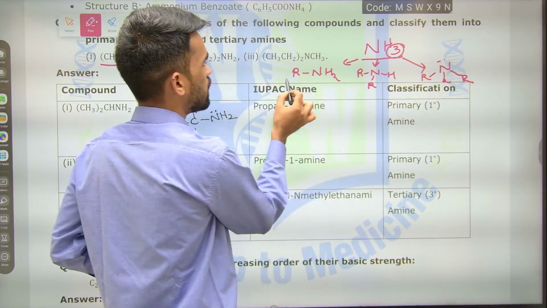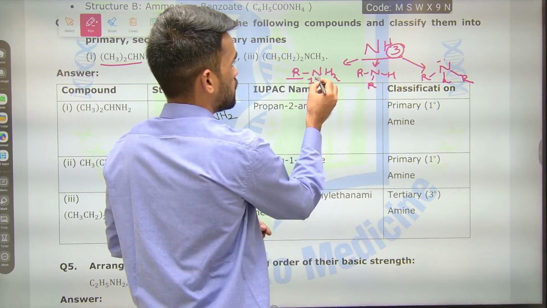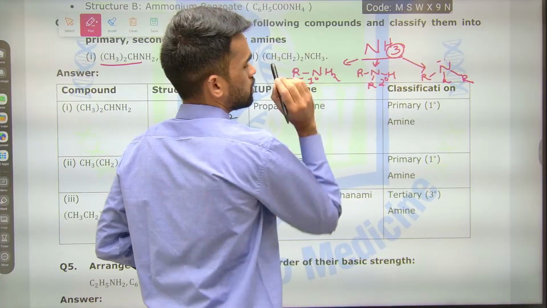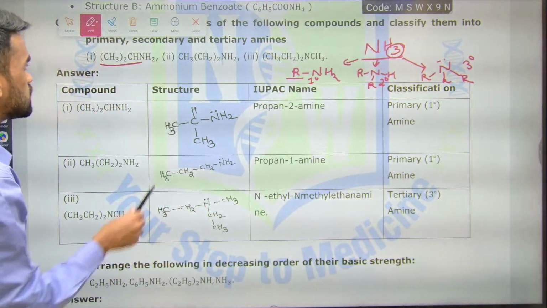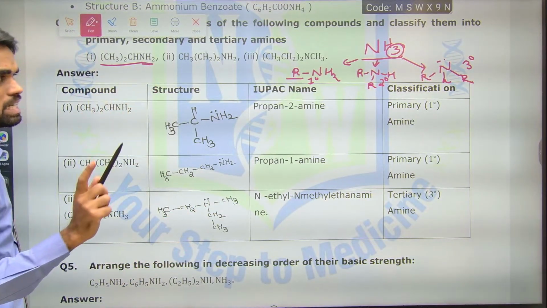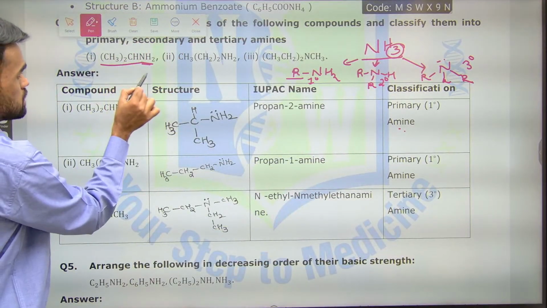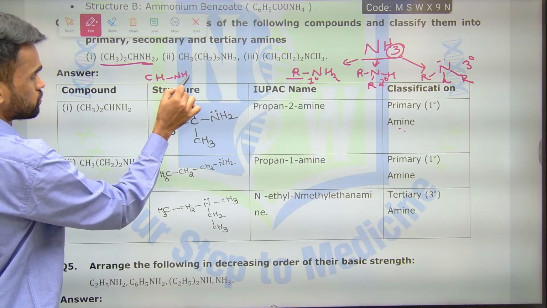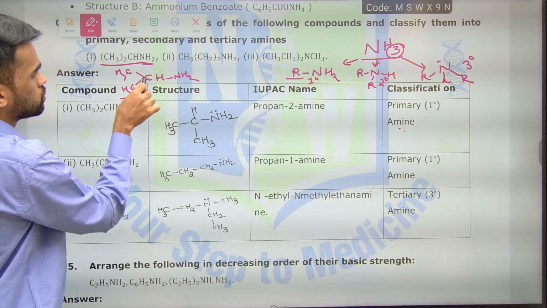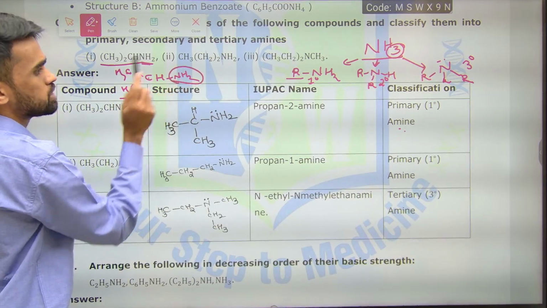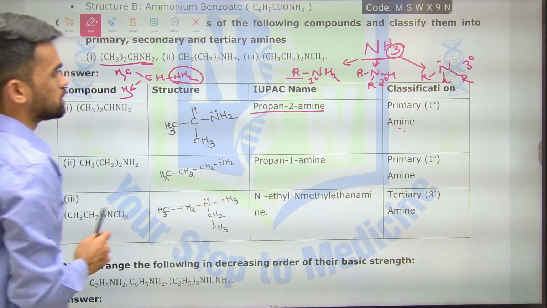If you replace all three, you get R3N. So if one alkyl group is present on nitrogen, like the NH2 type, it is called primary. If two alkyl groups are on nitrogen, secondary. If three alkyl groups, tertiary. That's it. Now write their structure. We have an NH2 group, so definitely it's a primary amine. CH is there, NH2, CH3, CH3. So 1, 2, 3. The second position has the amine group, so it is propane-2-amine.